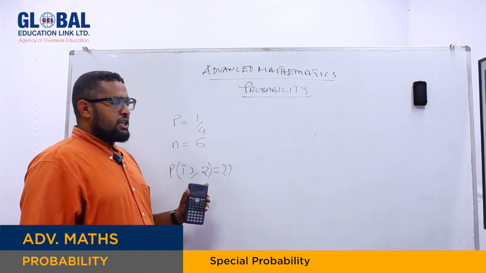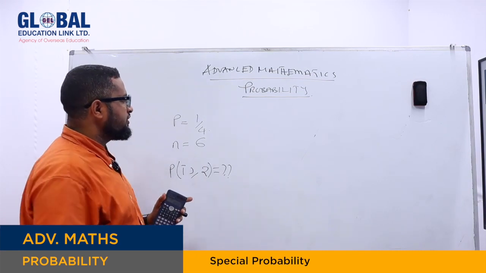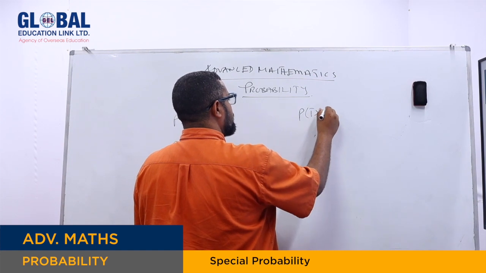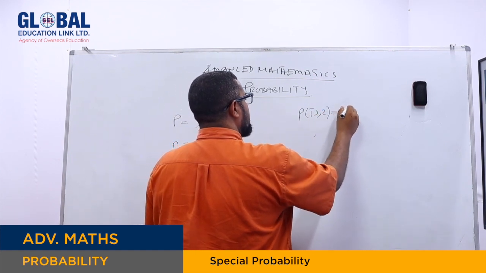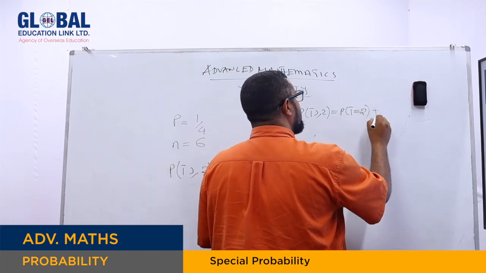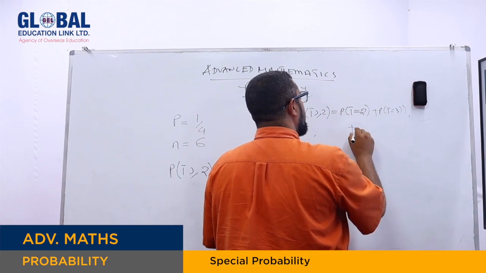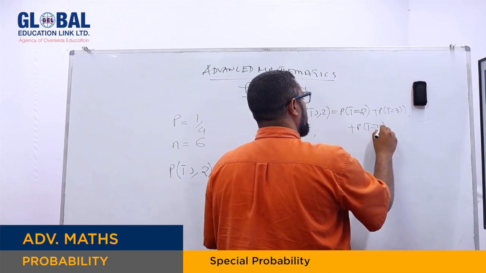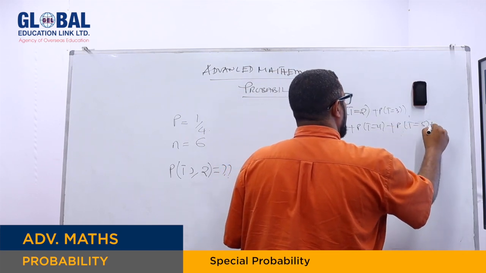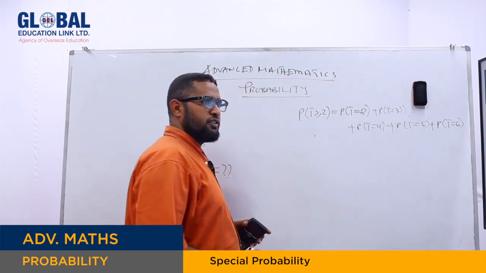But check here, our n is 6. It's the same as finding probability of tail greater than or equal to 2. It's the same as finding probability when t equal to 2, probability when t equal to 3, plus probability when t equal to 4, probability of t equal to 5, and the last one, t equal to 6.